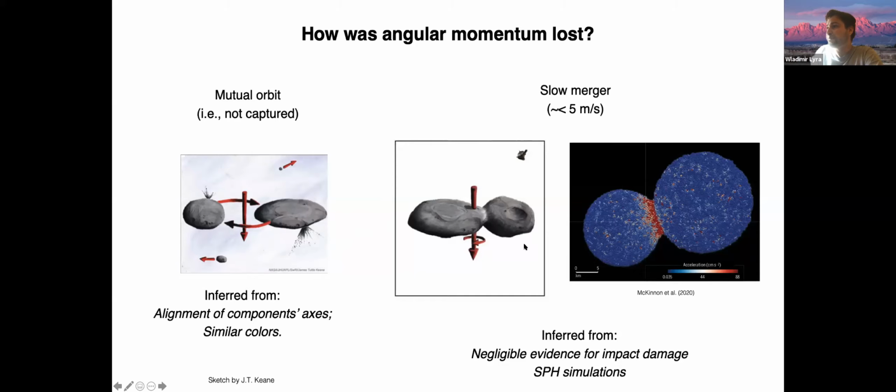And also, due to the lack of cratering and major faults, you can imply a slow merger, given also the strength that you expect for these bodies. The reference here says McKinnon 2020, but there is a recent article also by Julian Marohnic. That's actually where this SPH calculation was done, showing that you can only reproduce the shape with the lack of major faults here if the speed is very slow in the merger, like less than 5 meters per second. Already 10 meters per second cannot reproduce that.